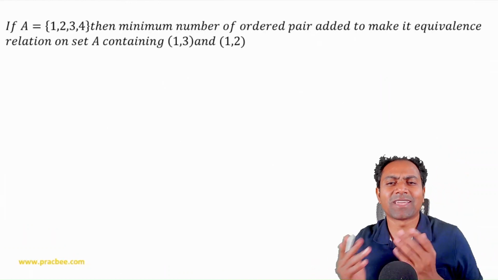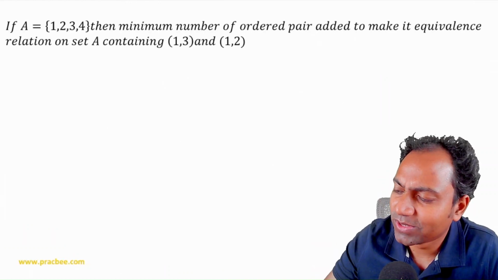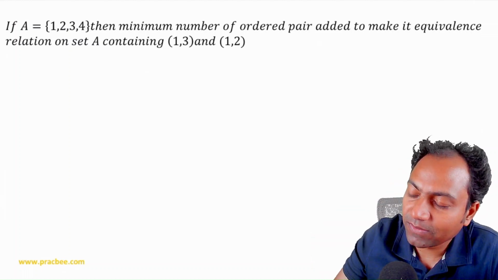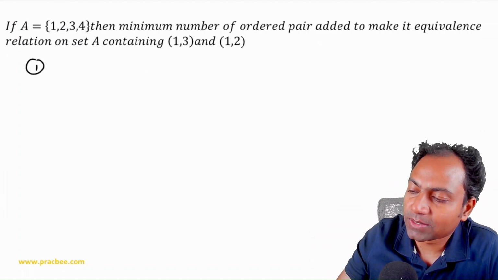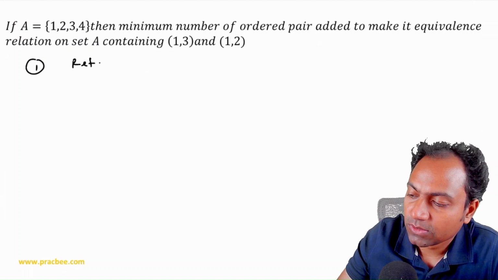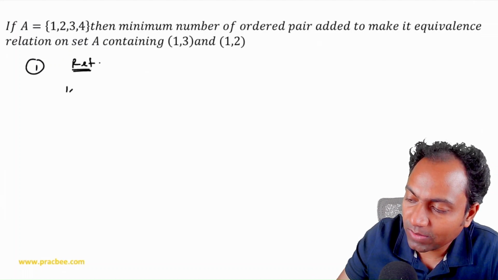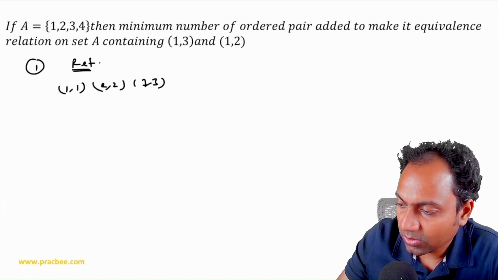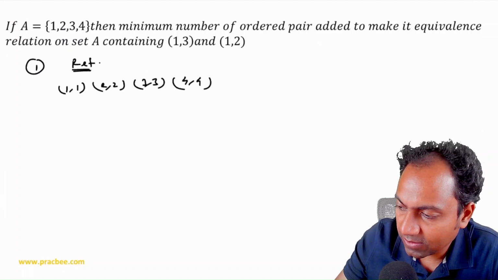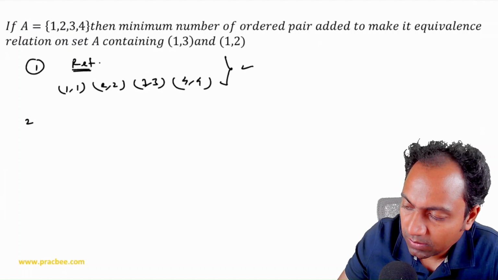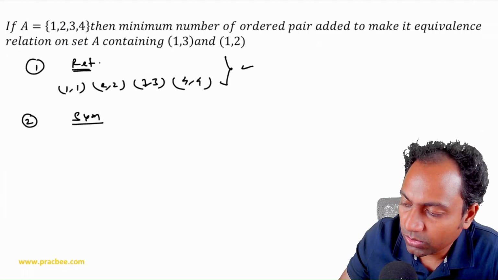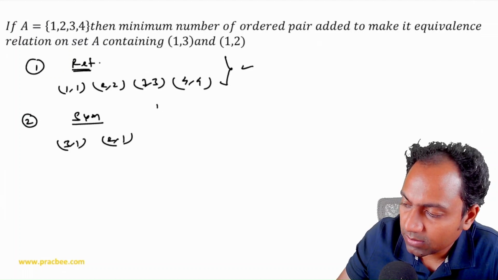The next question is again a very simple question, comes at the level of board, and this question talks about how to make this an equivalence relation, and usually we divide such a question into 3 parts. How to make it reflexive first. In order to make it reflexive, you need to have elements (1,1), (2,2), (3,3) and (4,4). For making it symmetric, you will have to add (3,1) and (2,1). So this is the next part.